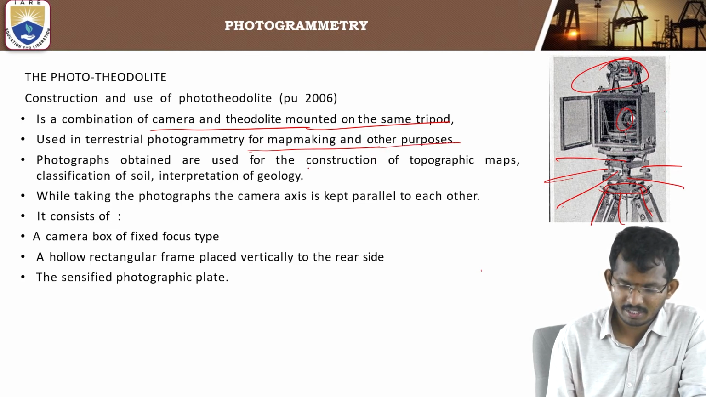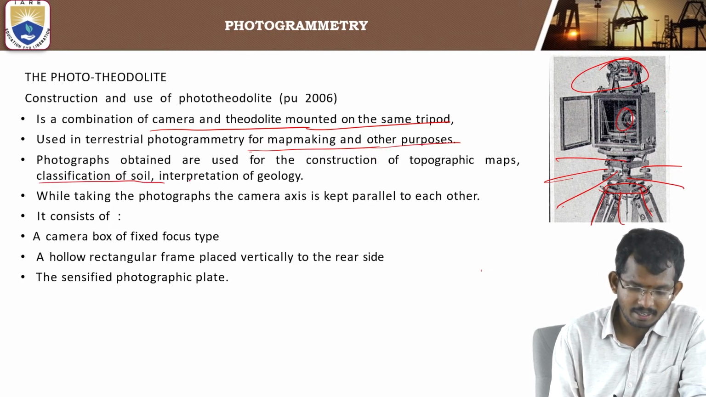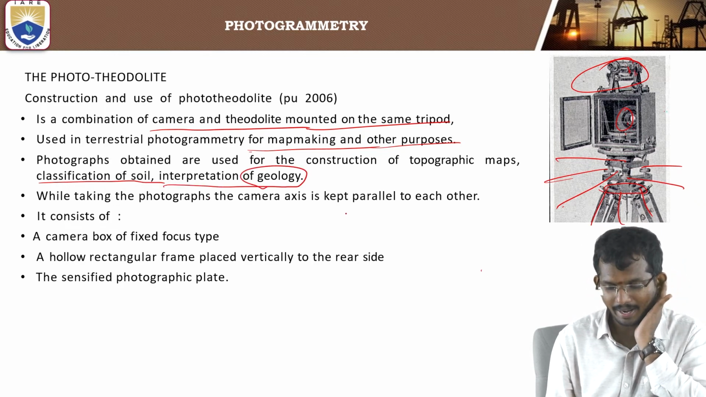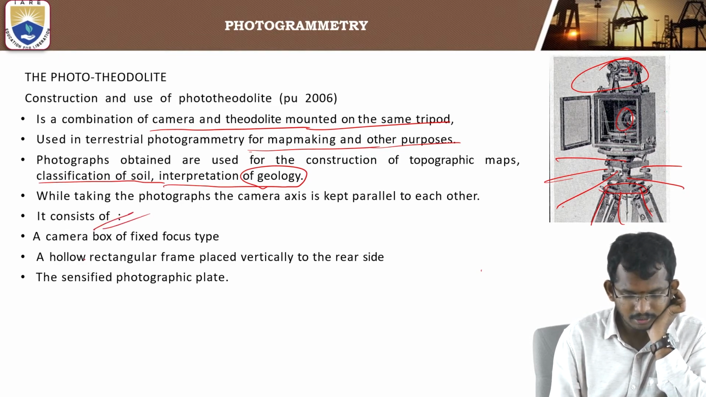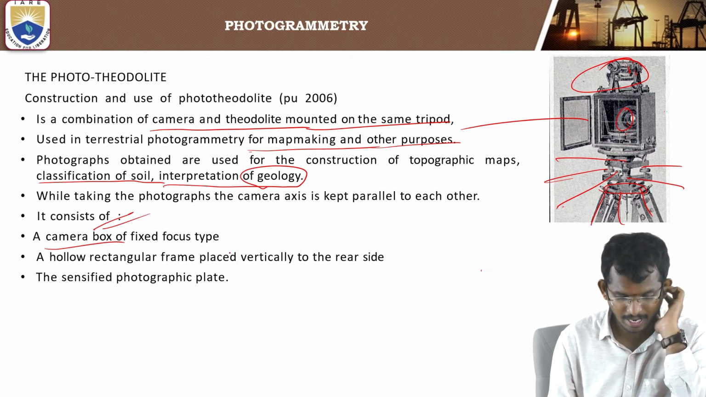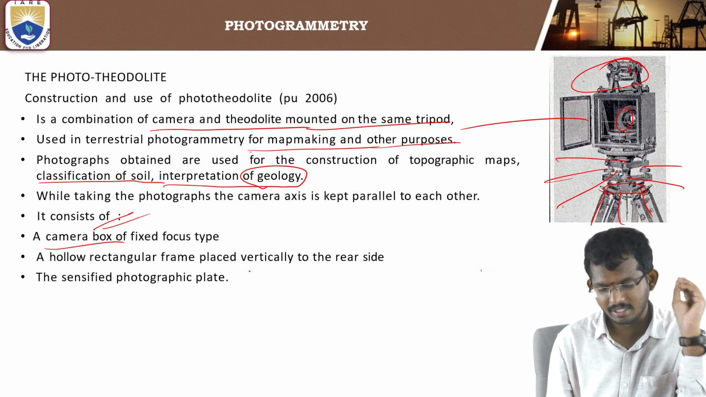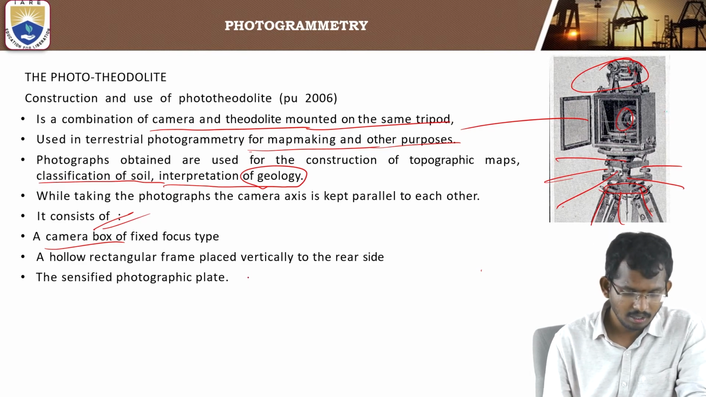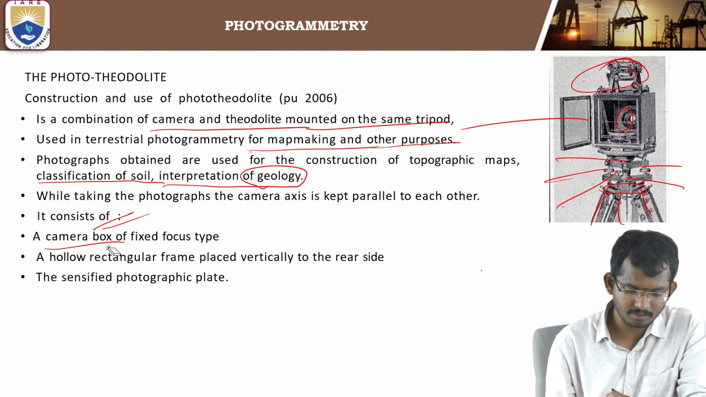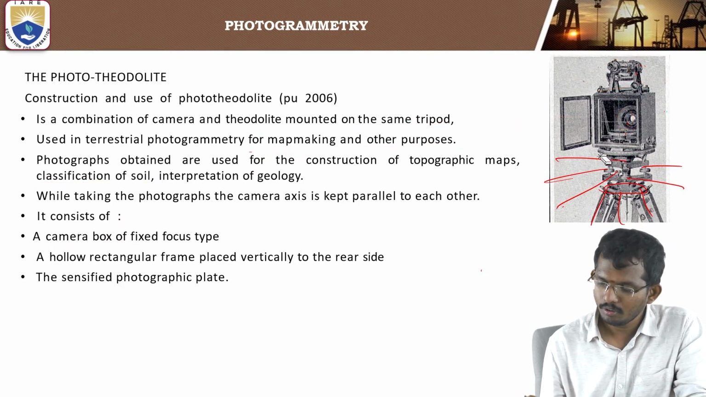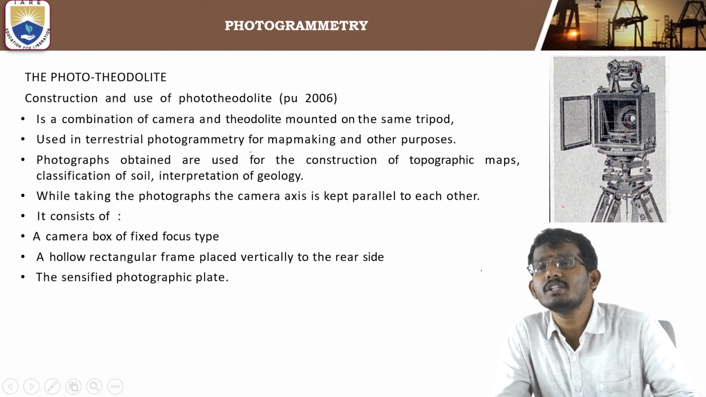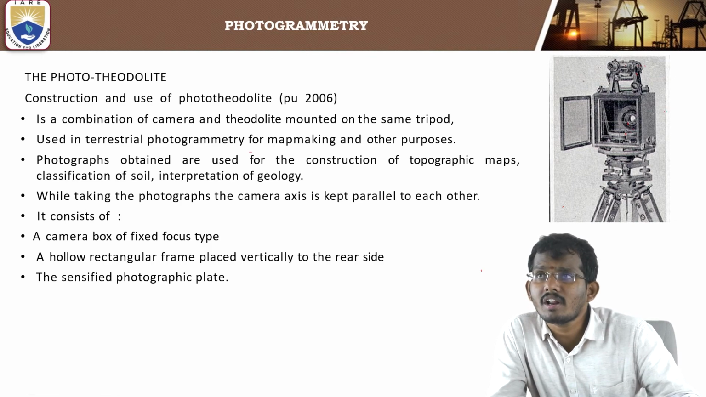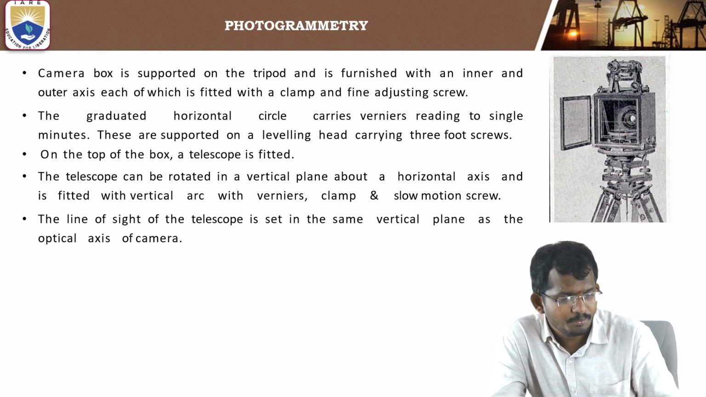Photographs obtained are used for the construction of photographic maps, classification of soil, and interpretation of geological features. While making a photograph, the camera axis is kept parallel to each other. It consists of a camera box with fixed focus type, a hollow rectangular frame placed vertically on the rear side, and the sensitised photogrammetric plate. These are the components of your photo theodolite. Apart from these, you can see tribrachs, foot screws, tripod, and lower plate. Some other components also you can observe.